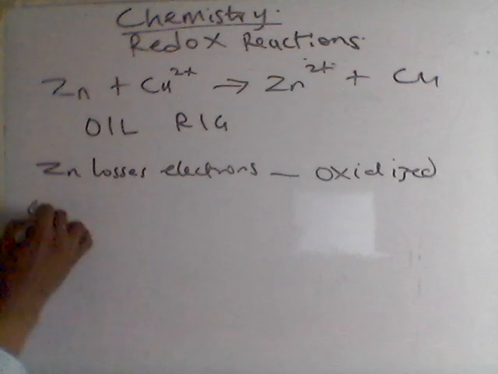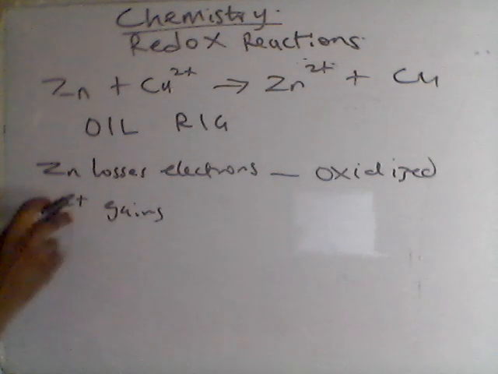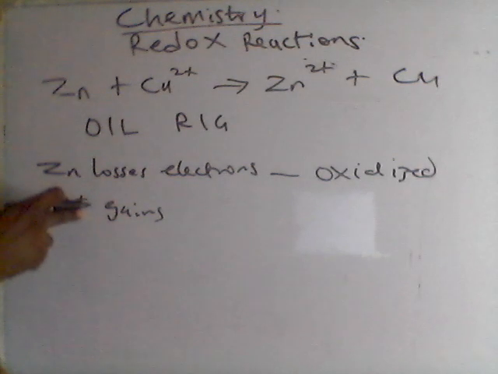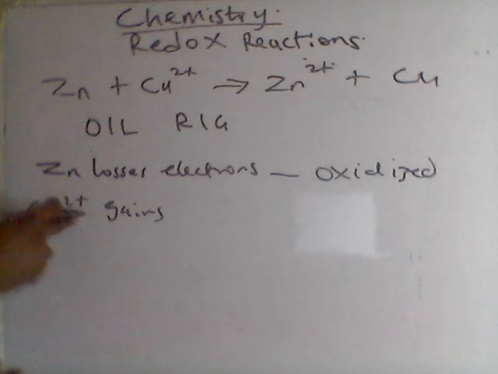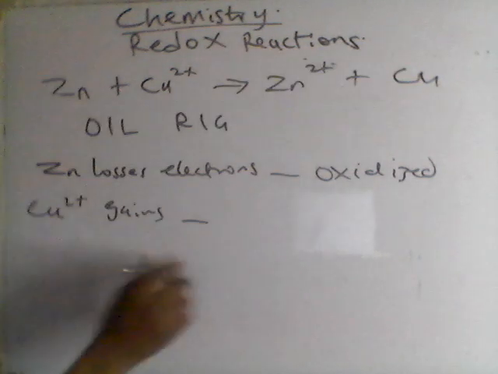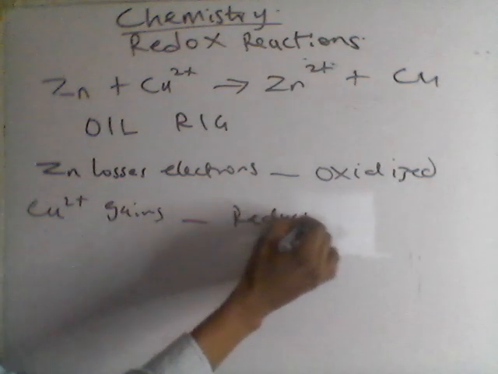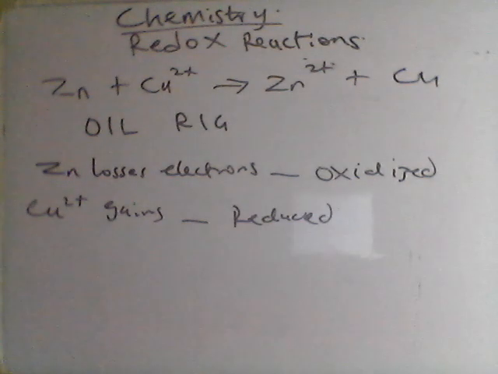And as copper ion gains electron, already it is having more positive charge, so if you add more electrons to it, it becomes neutral. So it gains electron and becomes reduced. So this is how you can know which component is actually reduced or which component is actually oxidized in a chemical reaction.